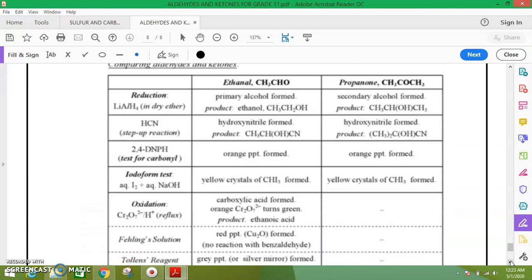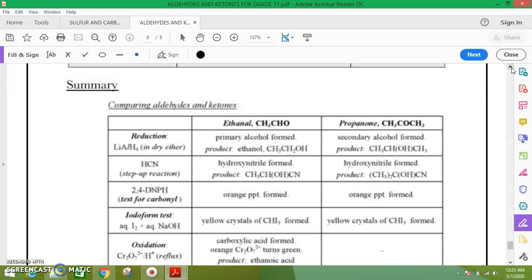This is the summary. Also you can see here the complete summary of the whole unit comparing aldehyde with ketone. You can see this is all about aldehydes and ketones.